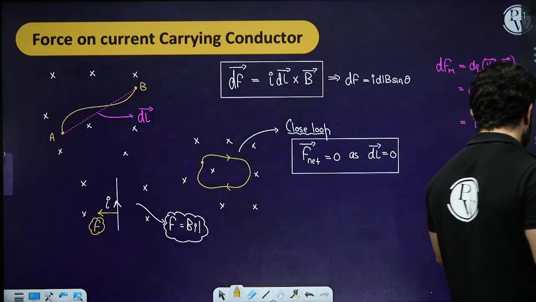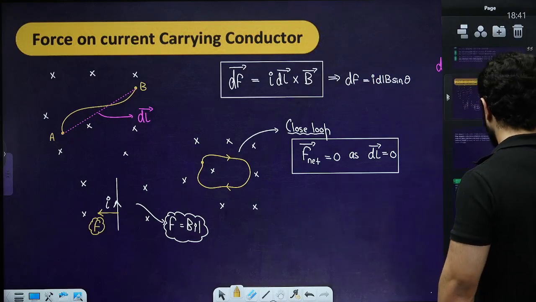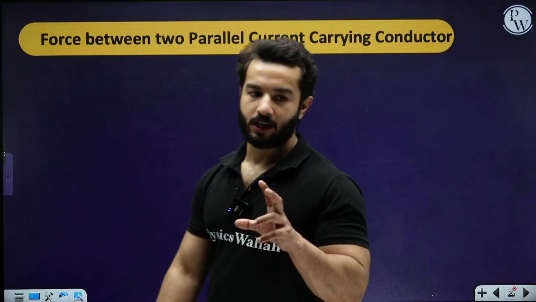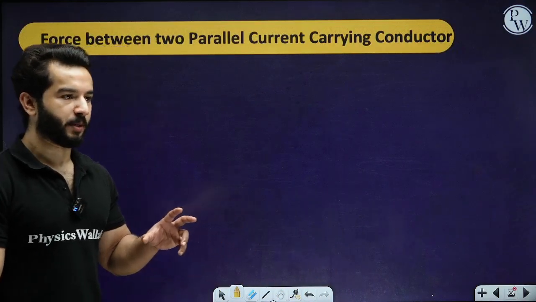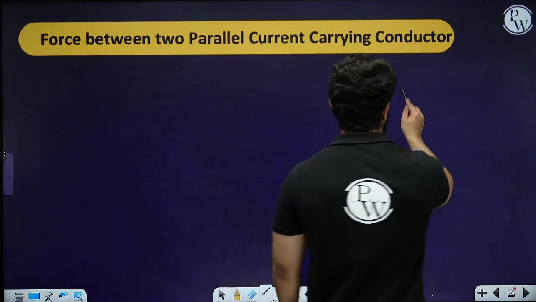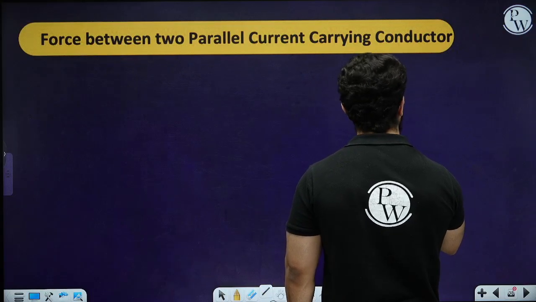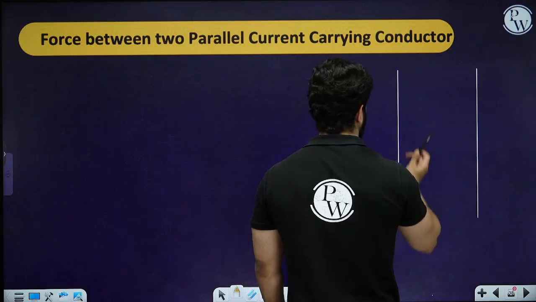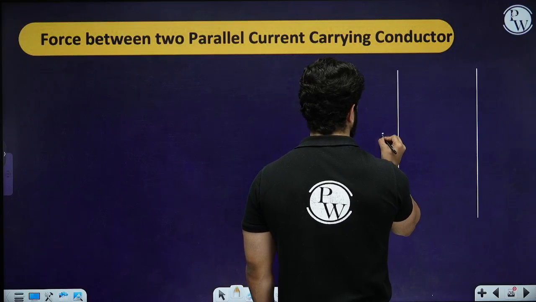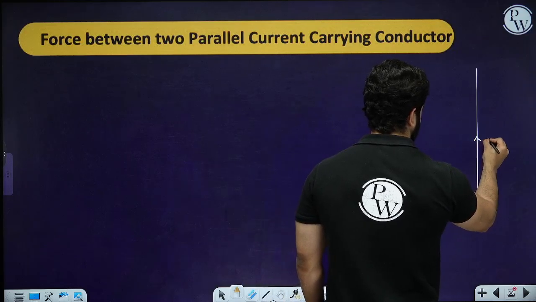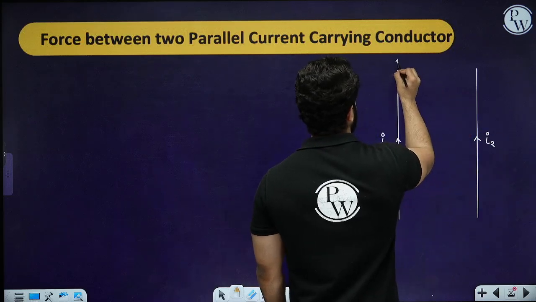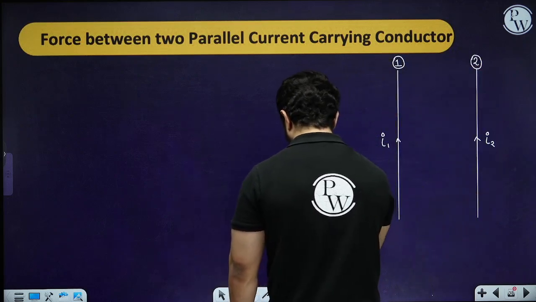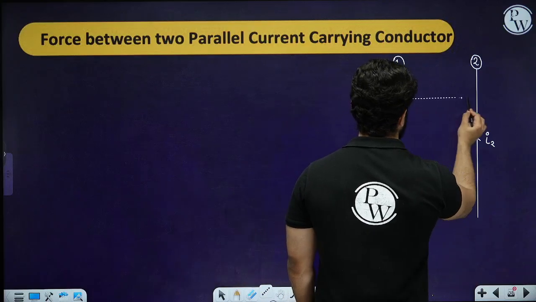Right? Using this concept, we are going to define things like force between two parallel current carrying conductors, which is a very important topic for this chapter. And how are we going to define it? Let's suppose you have got two parallel current carrying wires. Let's say they are infinite. This is wire 1, it has got current I1. This is wire 2, it has got current I2. And they are at a separation of d.